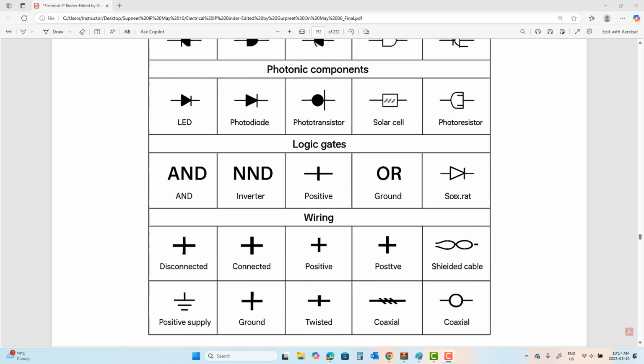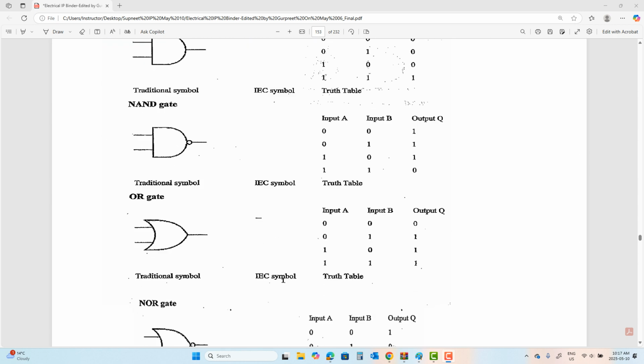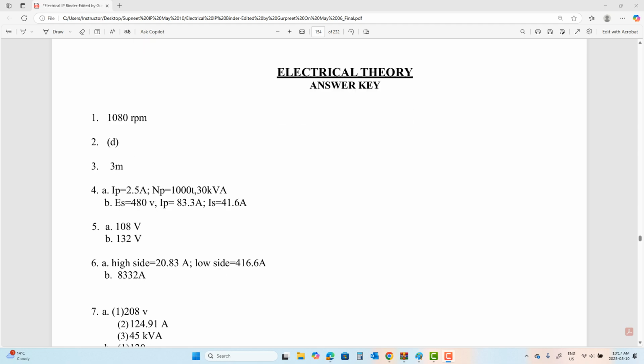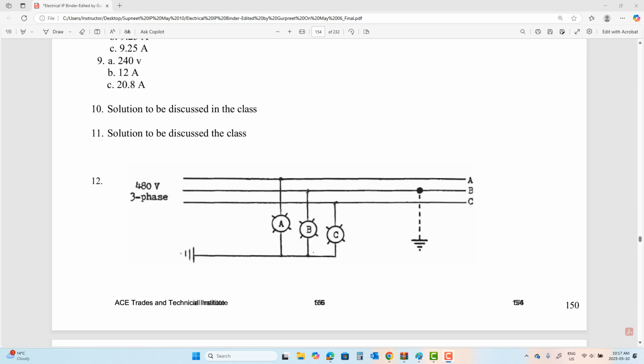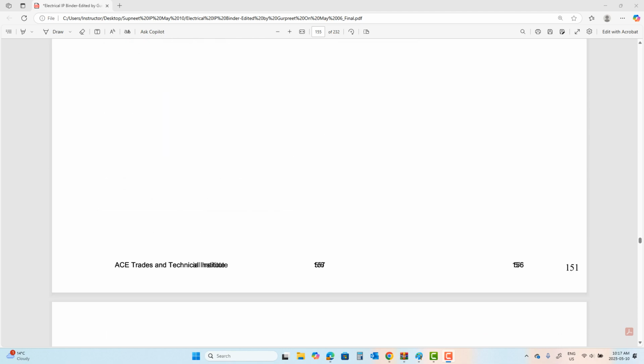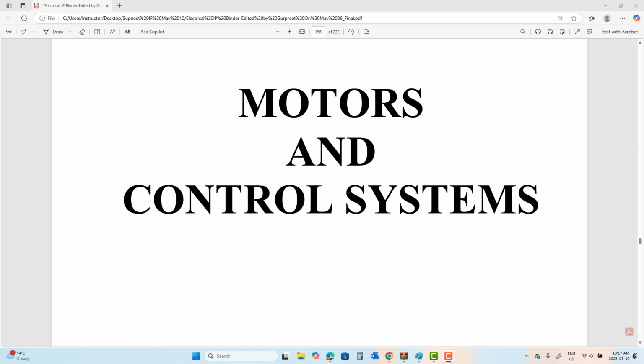All right, guys, in our morning class, we finished basics of electronics. For the next 1 hour or hour and a half, I'm going to focus completely on motor control. This is a make or a break for your exam.